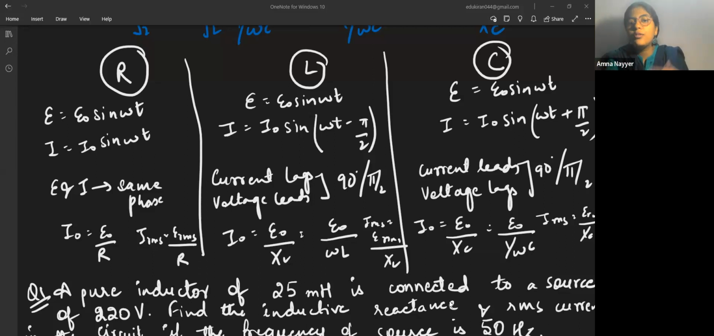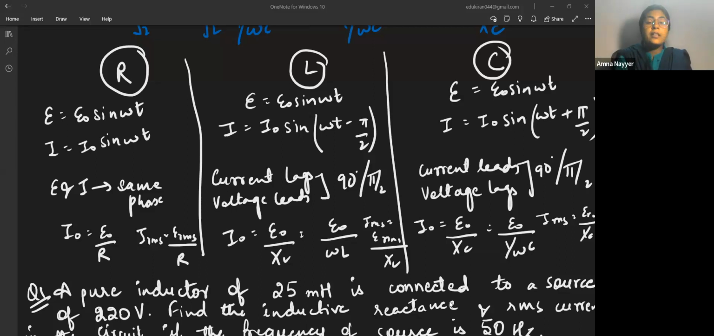Right now you will have to go through every note, but once you are done with all the portions, this will act as a final revision for you. So when we talk about circuits having only a resistor, E is equal to E naught sine omega t, I is equal to I naught sine omega t, and current and voltage are both in the same phase. I naught is equal to E naught by R, I RMS will be E RMS by R.